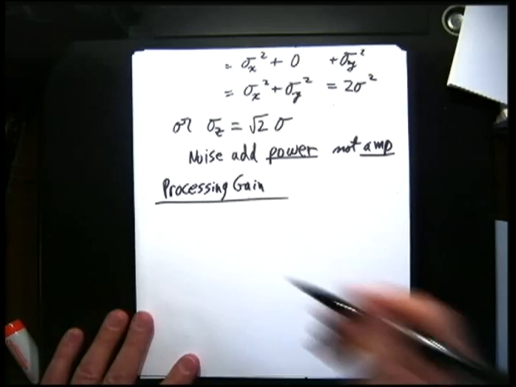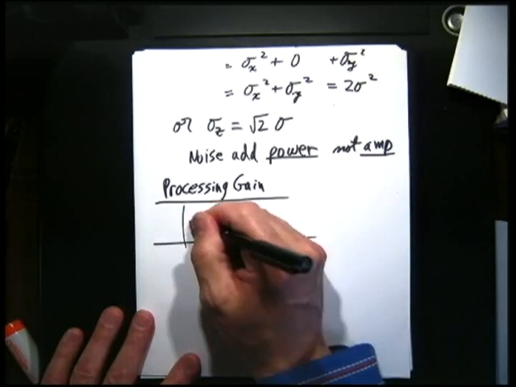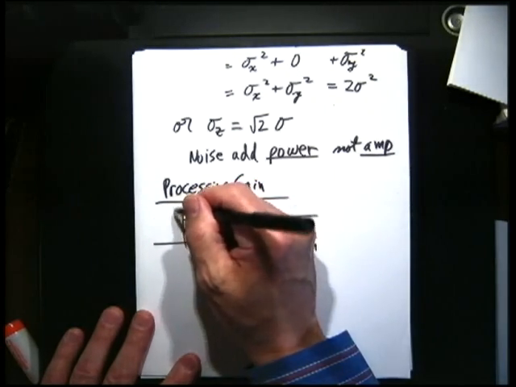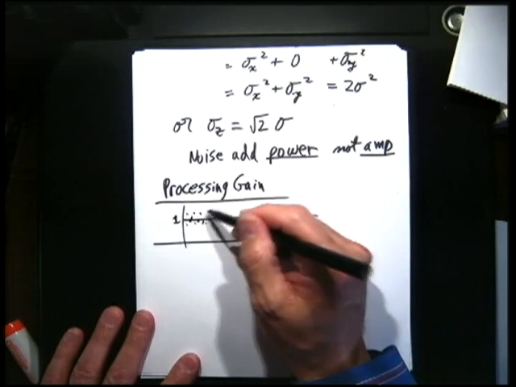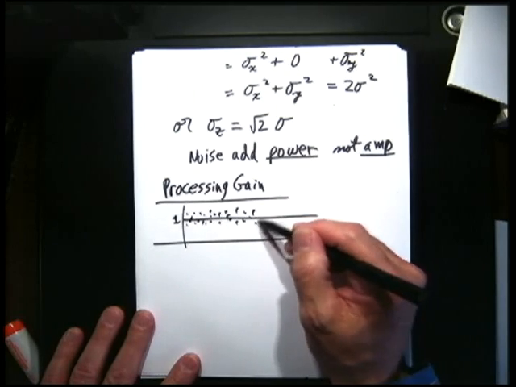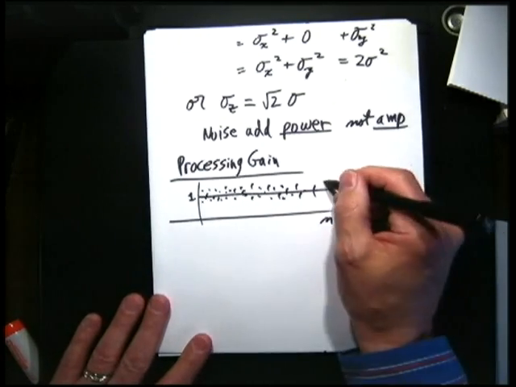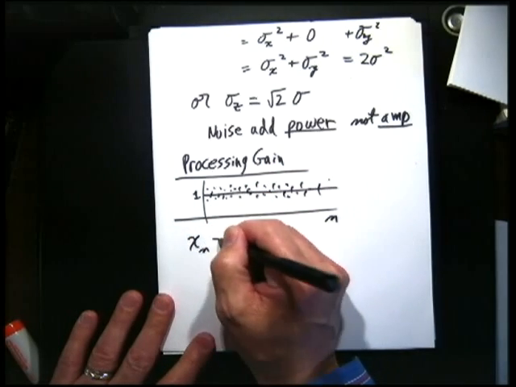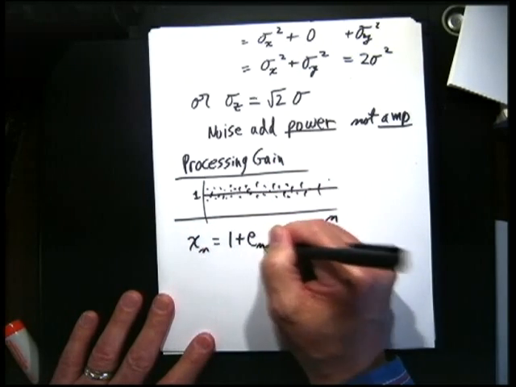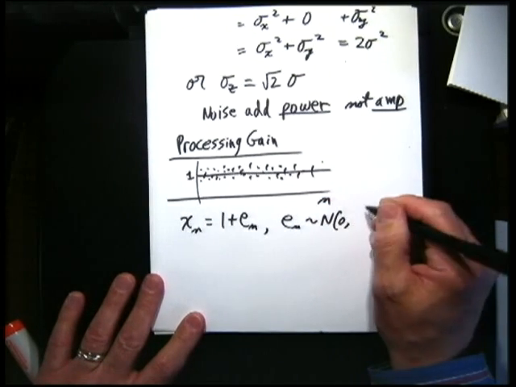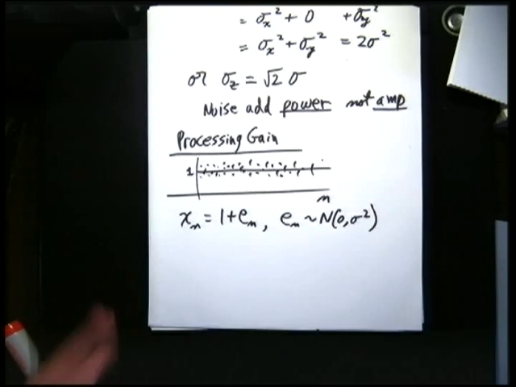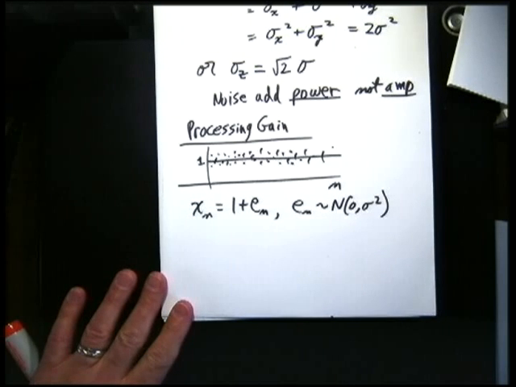So let's suppose we've got some constant signal, and let's say the constant is 1, just to keep it easy. And then we've got some additive noise on it, okay? So the signal is x of n equals 1 plus e of n, where e of n is drawn according to a normal distribution with mean 0 and variance sigma squared. So that's our process.